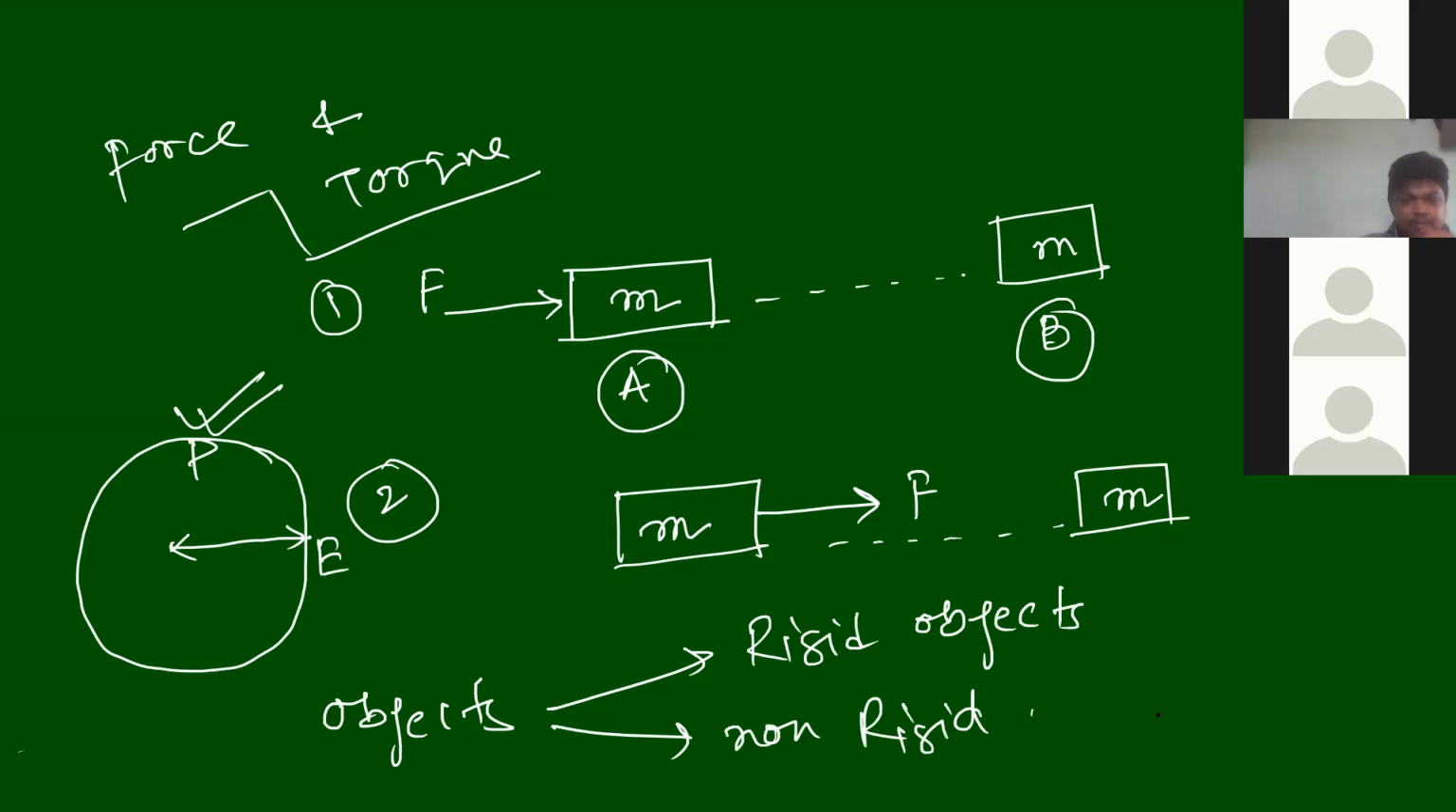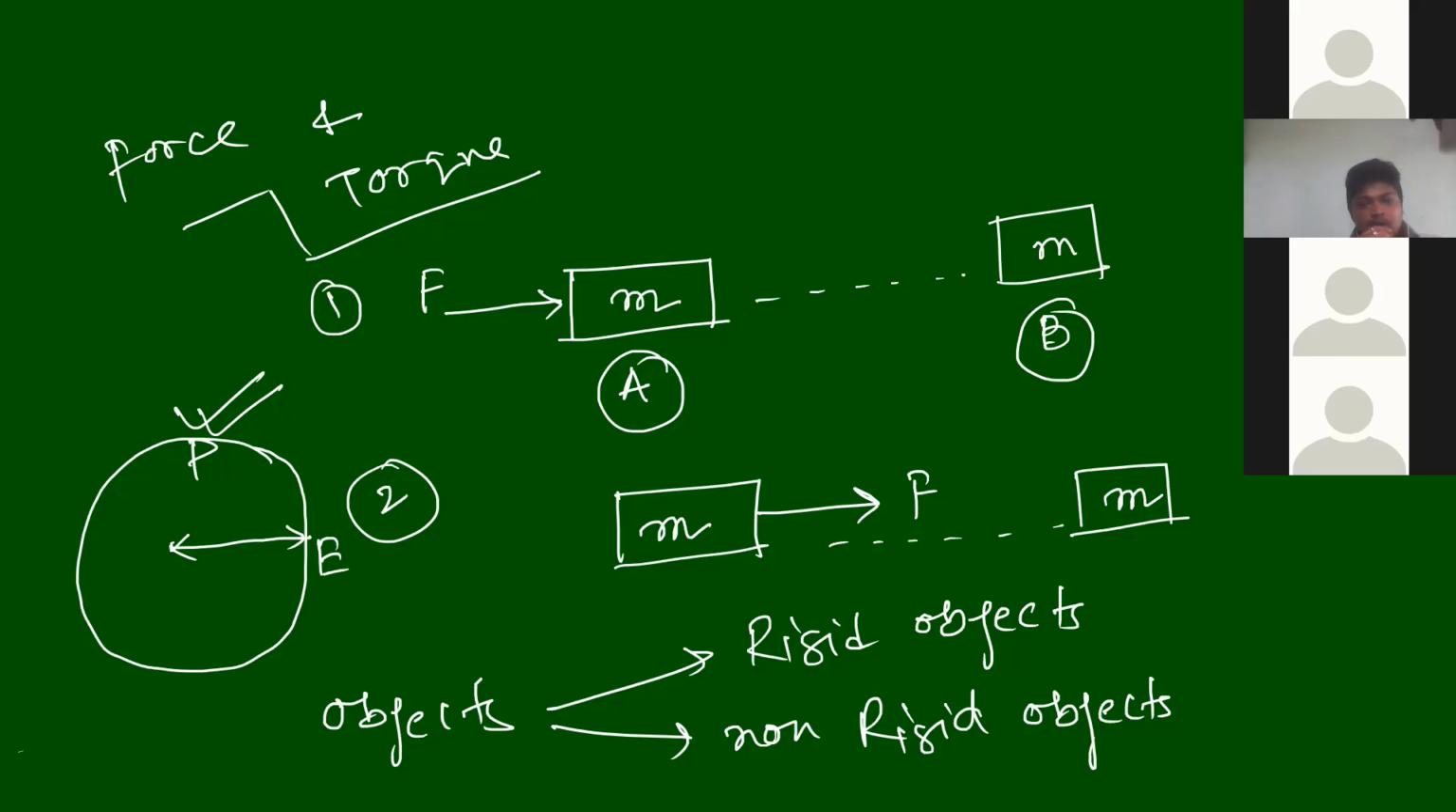Rigid objects are those objects on which, if you apply force, their shape and size will not be changed. Suppose I'm talking about a wooden block, or a bus, car, or any automobile, on which you are applying forces, but their shape and size are not being changed. They are rigid in nature.